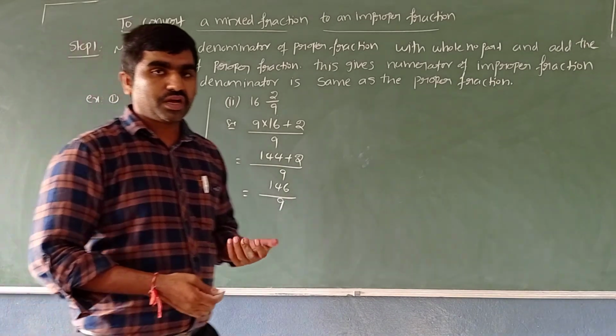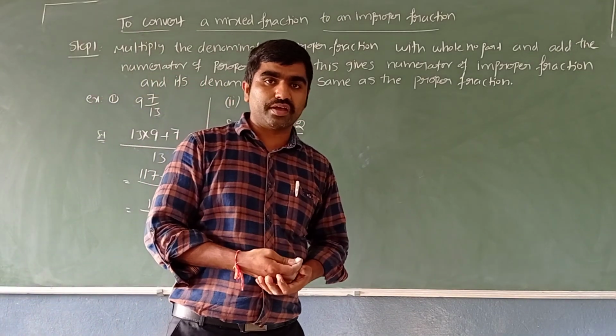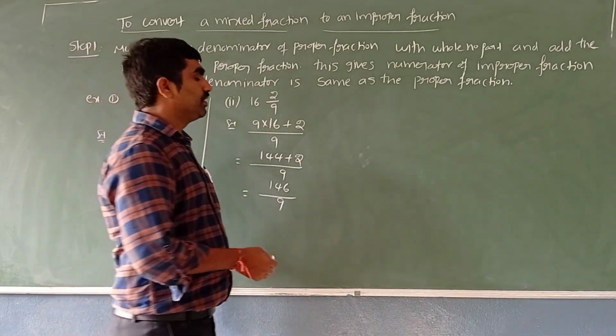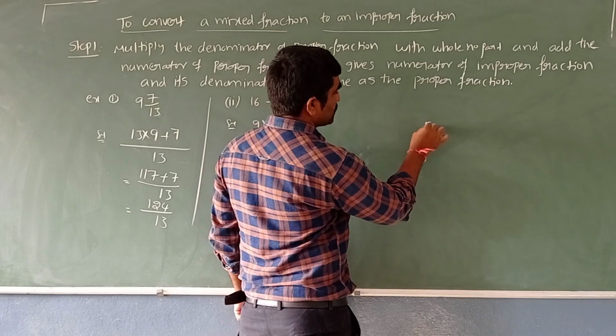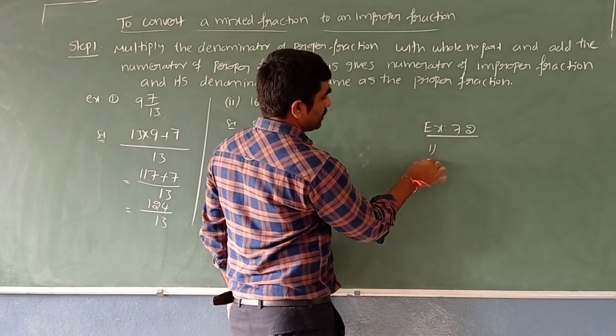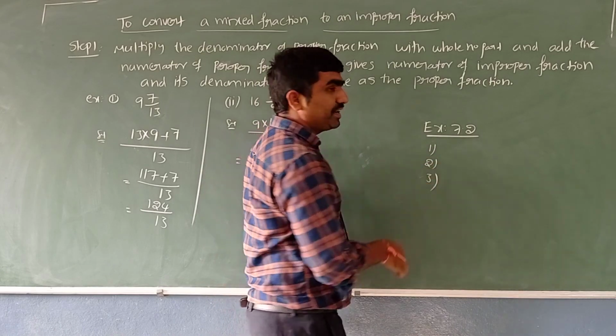Hope it is clear how we can represent fractions on the number line and how we can convert improper to mixed and mixed to improper. Hope it is clear for everyone. Exercise 7.2, first bit, second bit, third bit, complete it in your homework book.